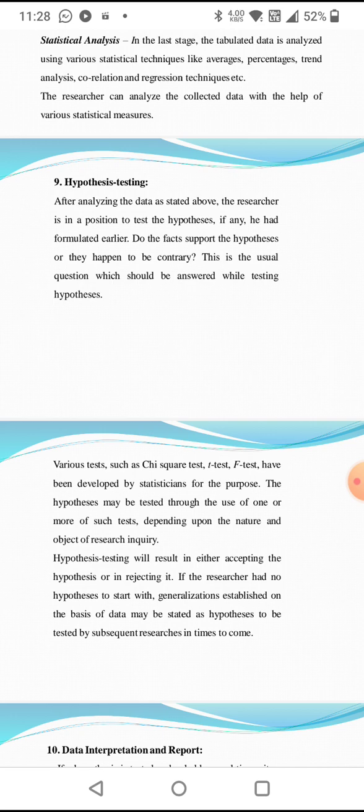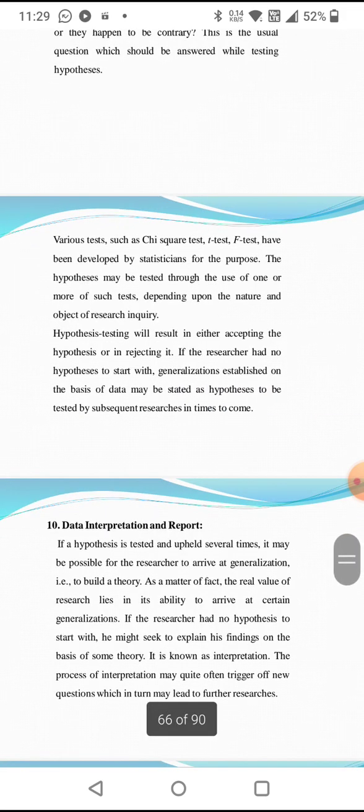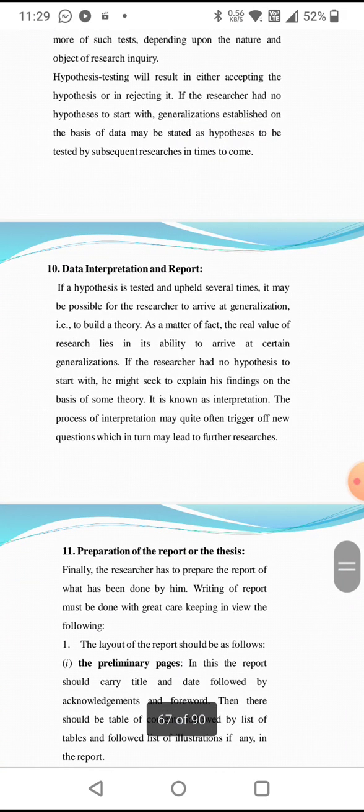Various tests like the chi-square test, t-test, and f-test have been developed by statisticians for the purpose of testing the hypothesis. And we can test through the above tests depending upon the nature and object of the research inquiry. So this hypothesis testing will result in either accepting or rejecting the hypothesis. If the researcher had no hypothesis to start with, then the research process will not be able to flow in the proper direction, right?